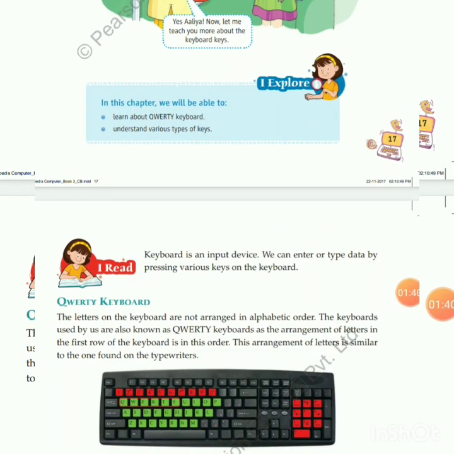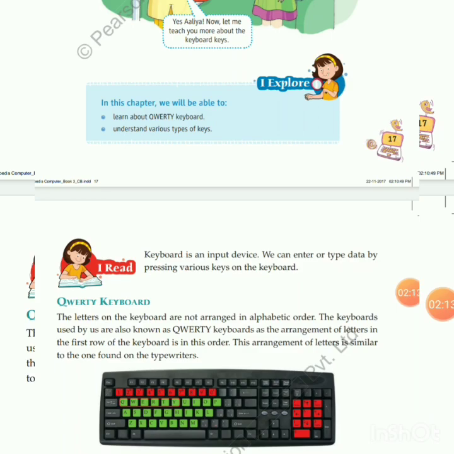Okay, the letters on the keyboard are not arranged in alphabetic order. The keyboards used by us are also known as QWERTY keyboards, as the letters in the first row of the keyboard are arranged in this order. This arrangement of the letters is similar to the one found on the typewriter. If you have ever seen a typewriter, you see the arrangement of the alphabet keys is just the same as the keyboard.